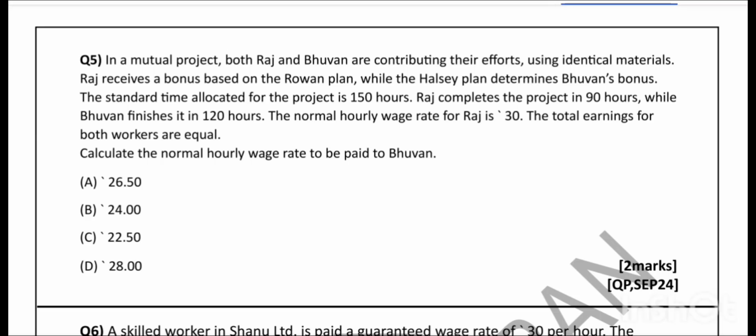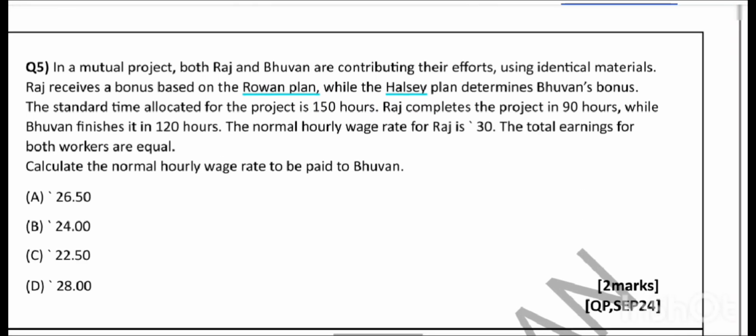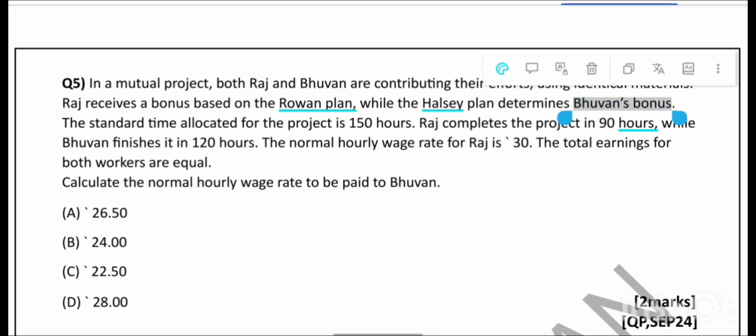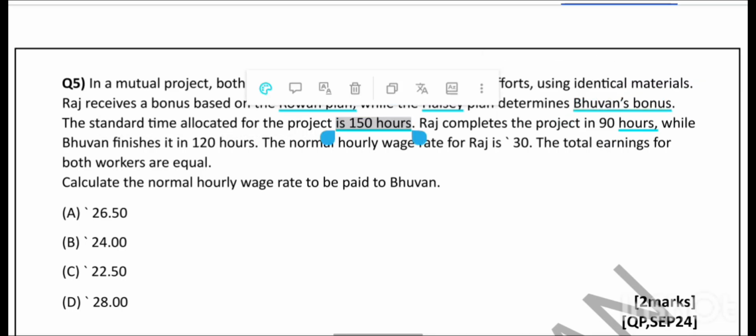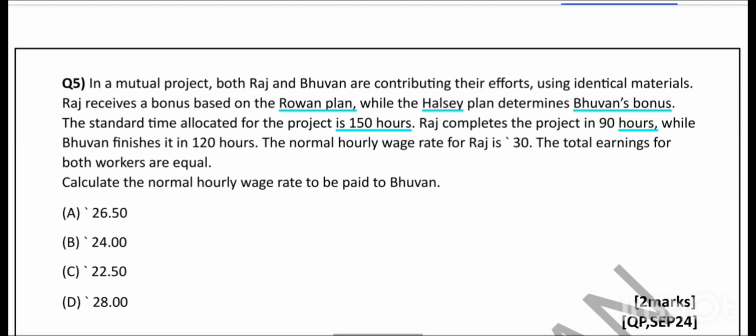It is given that in a mutual project, both Raj and Bhuvan are contributing their efforts using identical materials. Raj receives a bonus based on the Rowan plan, while the Halsey plan determines Bhuvan's bonus. The standard time allocated for the project is 150 hours, and Raj completes the project in 90 hours while Bhuvan finishes it in 120 hours. The normal hourly wage rate is 30. The total earnings for both workers are equal.